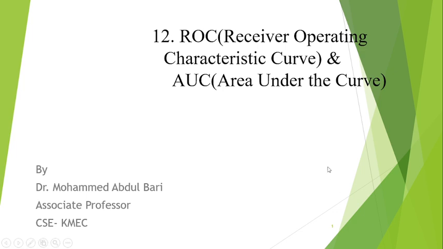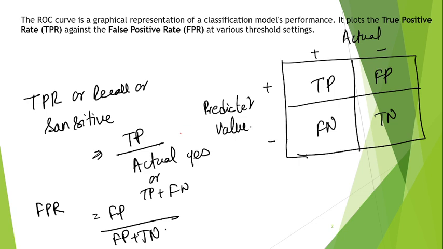Today we are going to see the ROC curve as well as the AUC curve: area under the curve, and receiver operating characteristics curve. We are going to see these two topics and what their importance is. The ROC curve is nothing but a graphical representation of our classification model performance. It plots the true positive rate as well as the false positive rate, which is a concept from our confusion matrix.